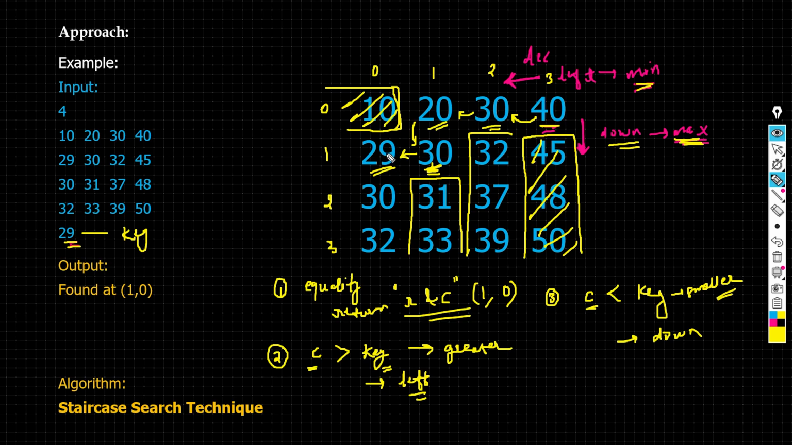Suppose it is 28. Now in this condition 28 is smaller, right? Because 28 is smaller than 29, in the smaller condition we move in the downward direction. Then we came to 30, which is now greater than 29. Then we do not need to check these conditions, we will go to the left because this condition will be true: 30 is greater than 29. So we go in the left direction like this.